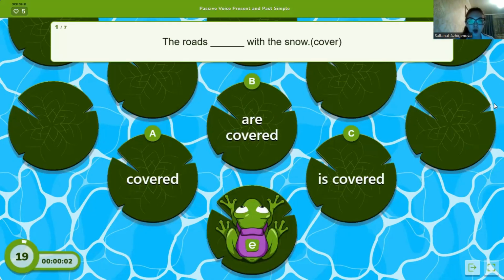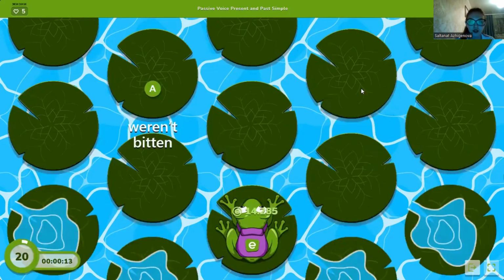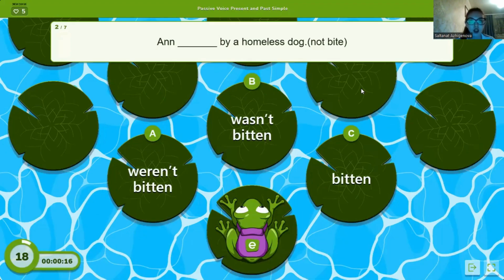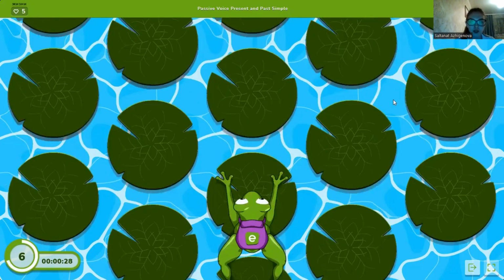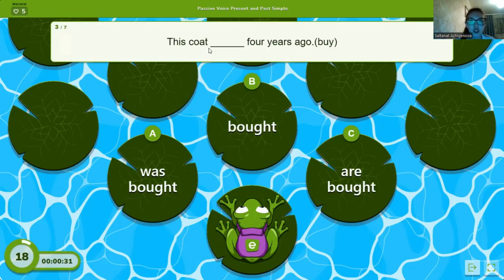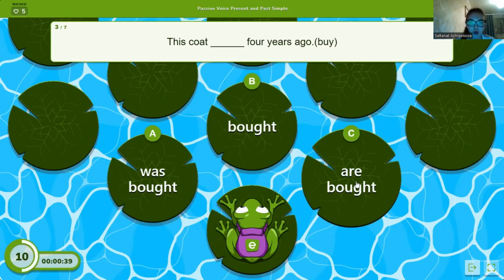The roads blank with snow, and the verb given is cover. Covered, are covered, or is covered. Yes, that's right. And blank by a homeless dog. The verb is bite, in negative form. Weren't bitten, wasn't bitten, or beaten. Great job. This code blank four years ago, and the verb is buy. Was bought, bought, or are bought.